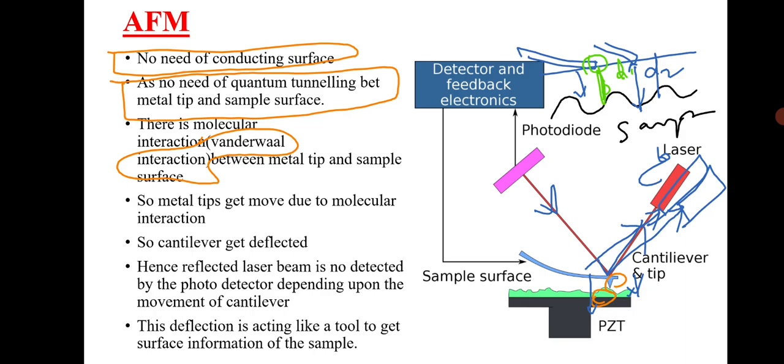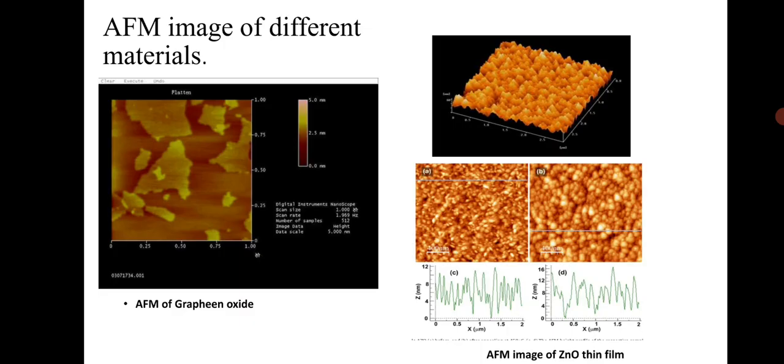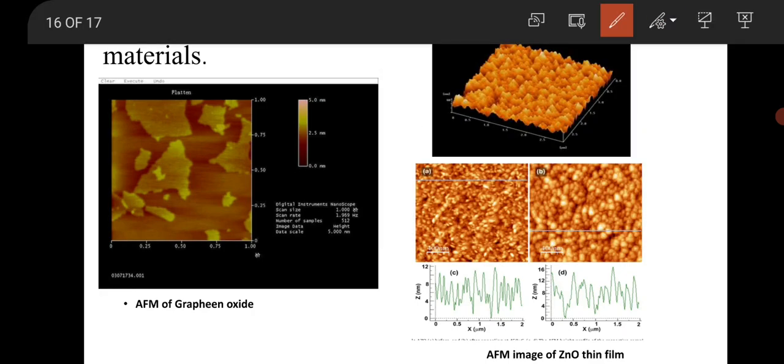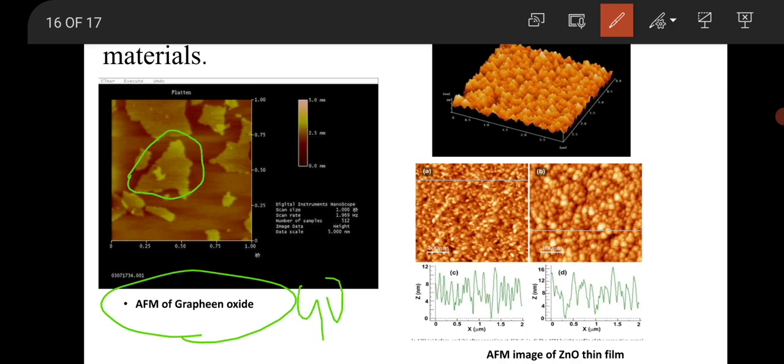I hope you got the point. If you see, these are examples of different AFM images of different materials. This is the AFM image of graphene oxide, GO. You can clearly observe the graphene sheets, because graphene oxide is a 2D material, so it has graphene oxide sheets. So this is the AFM image.